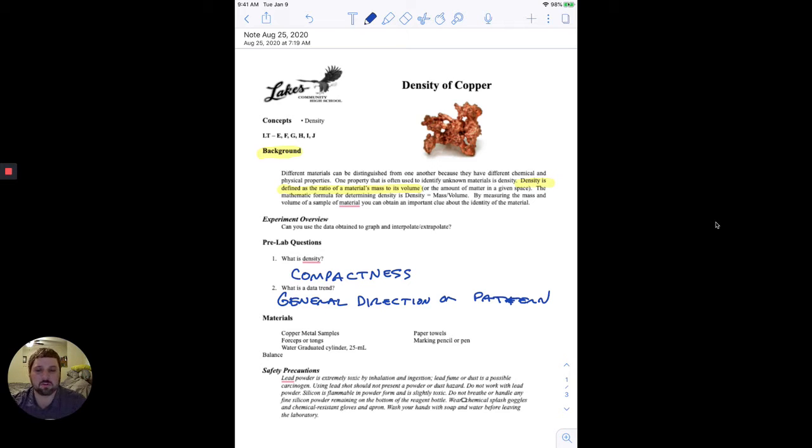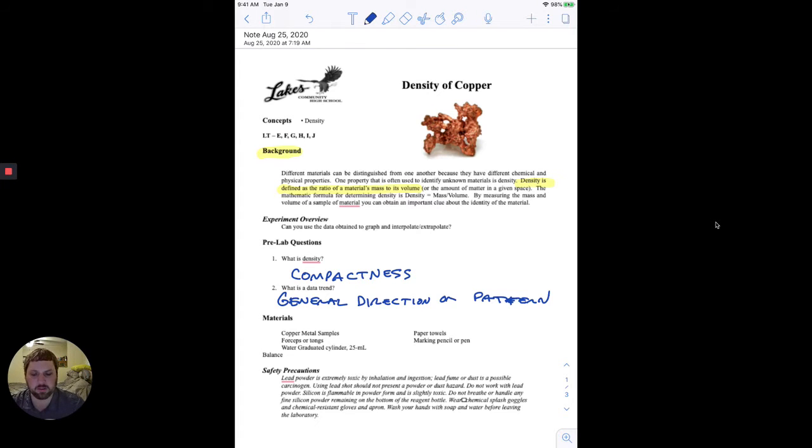So a good example of this is if we look at height. We can collect data from the day that we're born until today, and we can see the general direction that height goes is up. So the pattern or the data trend would be our height increases as our age increases. That's what we're talking about when we look at a data trend.